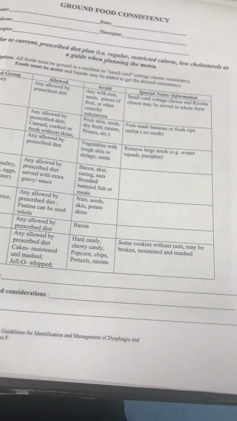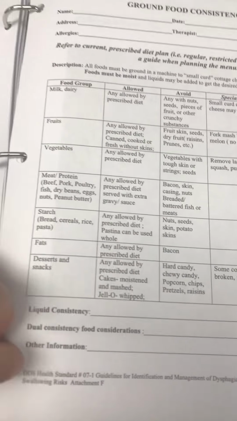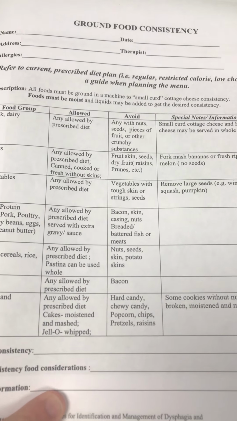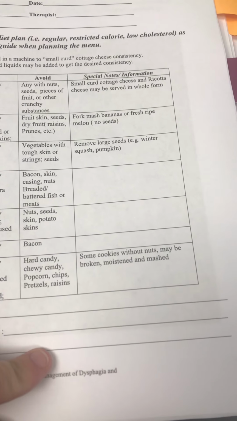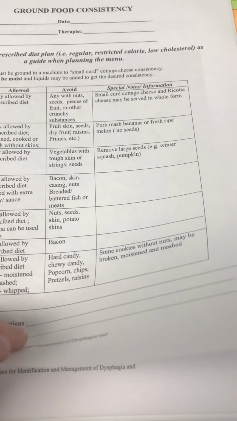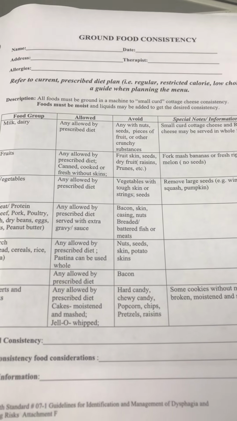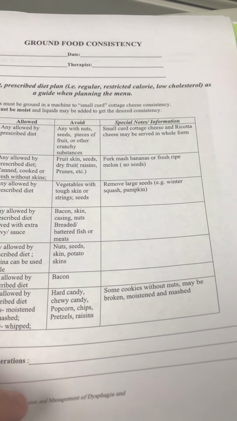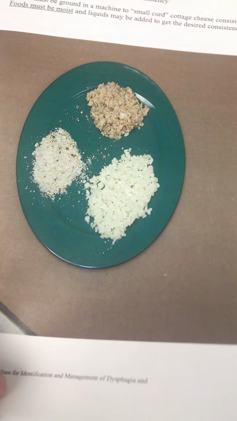And these tables just kind of break down some food groups, show what is allowed, some things that we should avoid, and then any special notes that are important so the patient can eat these foods safely and efficiently. So this is what ground looks like.